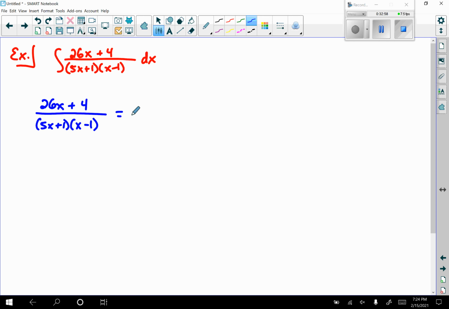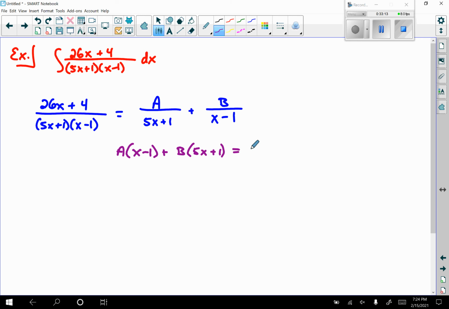But what this is going to equal is a over 5x plus 1 plus b over x minus 1. Now this becomes a times x minus 1 plus b times the quantity 5x plus 1, and that's going to equal 26x plus 4. So I'm going to go ahead and let x equal 1 here. This will allow me to solve for b first.